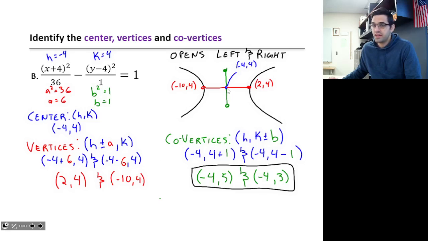If I go back to the center and I go up or down by 1, because my b is 1, we'll get the co-vertices. So we're going to add or subtract 1 from the y value of the center. So if we do that, we'll get (-4, 5) and (-4, 3) as the coordinates for the co-vertices.